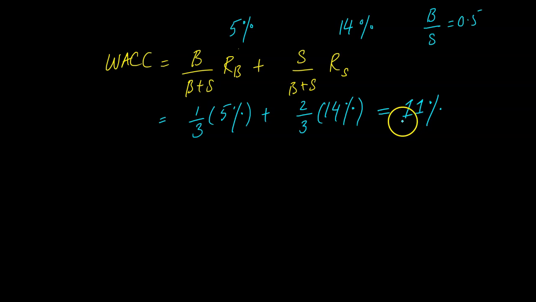Notice that we are in the perfect world of Modigliani and Miller. And what did Modigliani and Miller say? That in the perfect world, changes in capital structure will have no impact on the weighted average cost of capital. This number comes out 11%, which is exactly equal to the unlevered cost of equity that we got earlier as well.